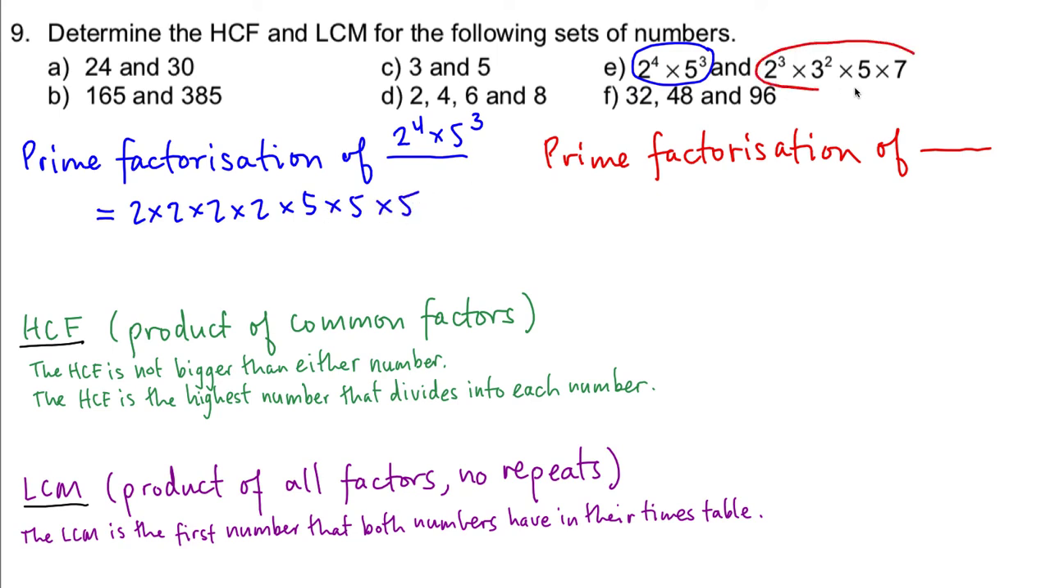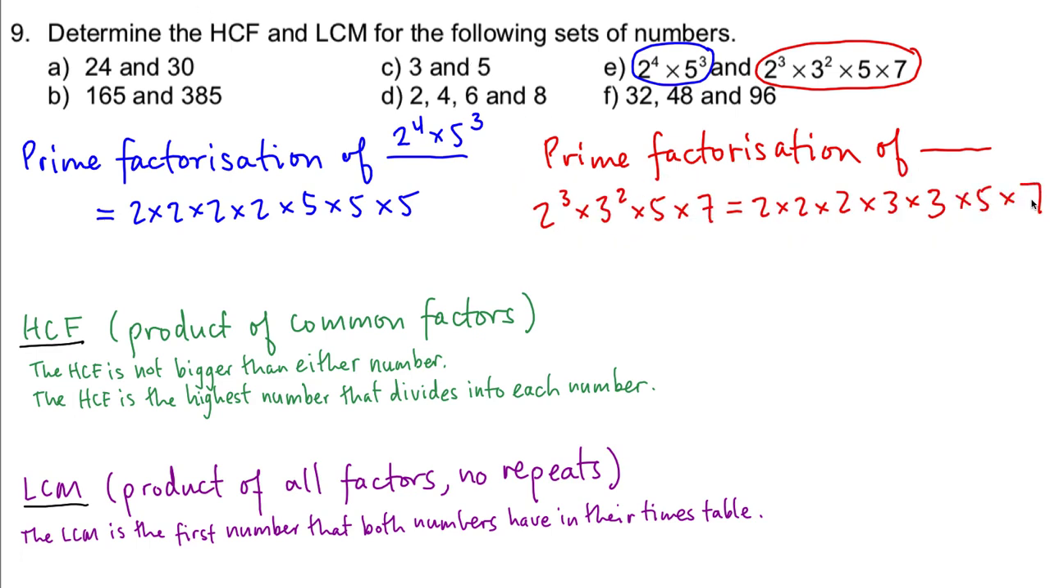The second number is also in prime factored form, and I'm not going to have enough room here, I'll just put it here. 2 cubed times 3 squared times 5 times 7 is going to be 3 copies of 2, 2 copies of 3, and a 5 and a 7. So I'm putting it in both exponent notation as well as expanded notation.